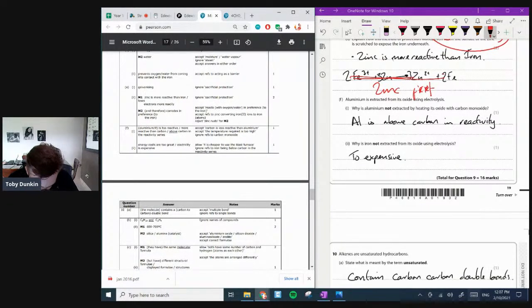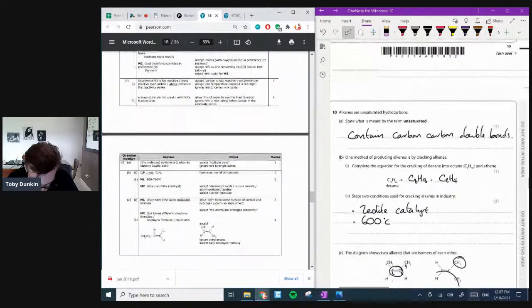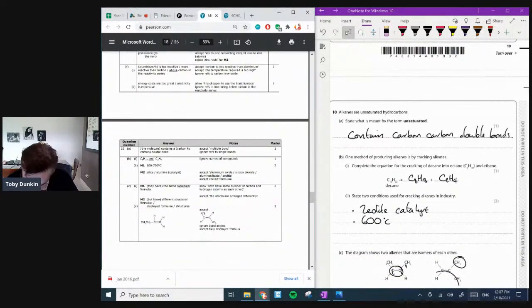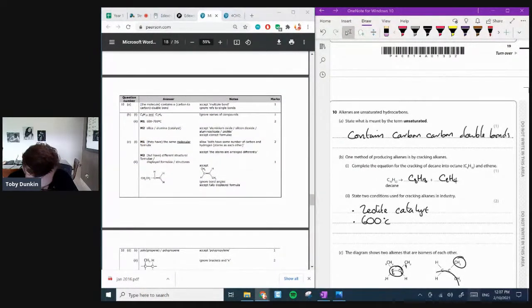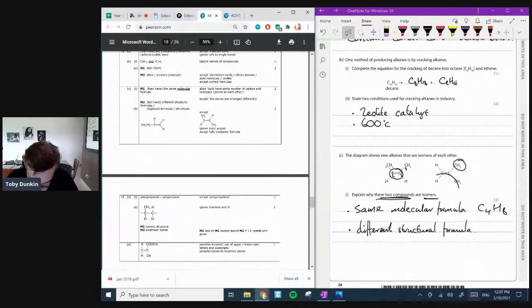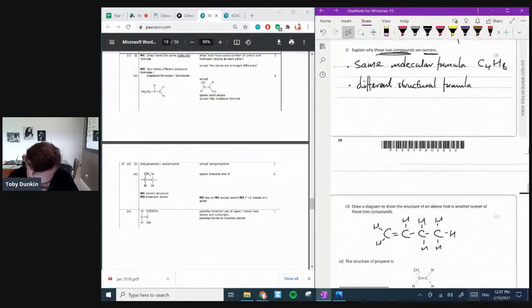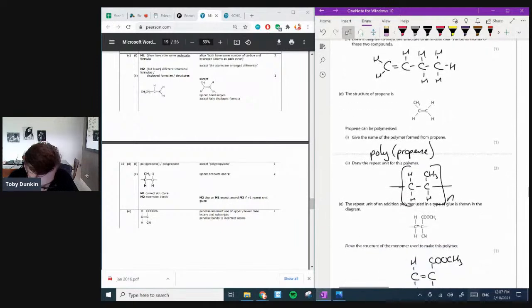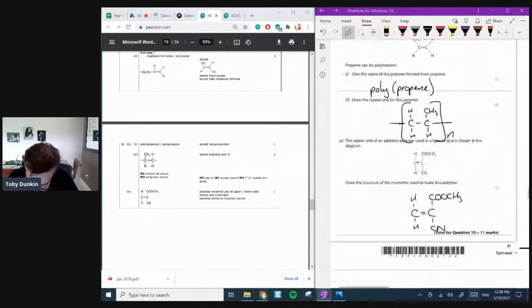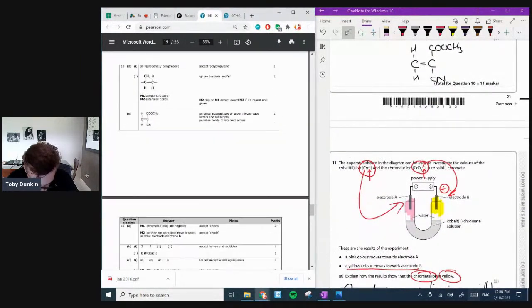Too expensive. Contains carbon. 600, 700. Perfect. Zeolite catalyst. Accept zeolite. There you go. Formulas are good. Repeating unit is good. Double bonds gone back in.